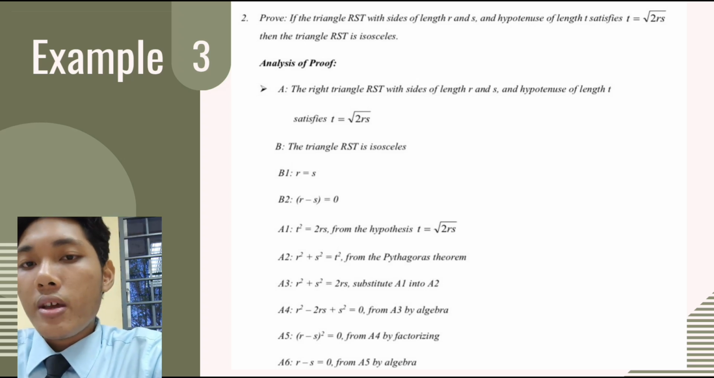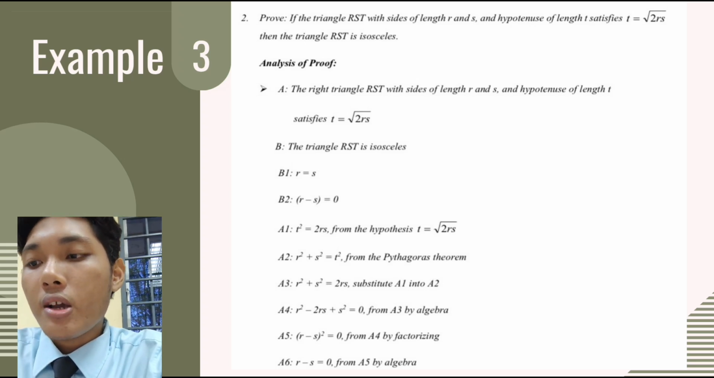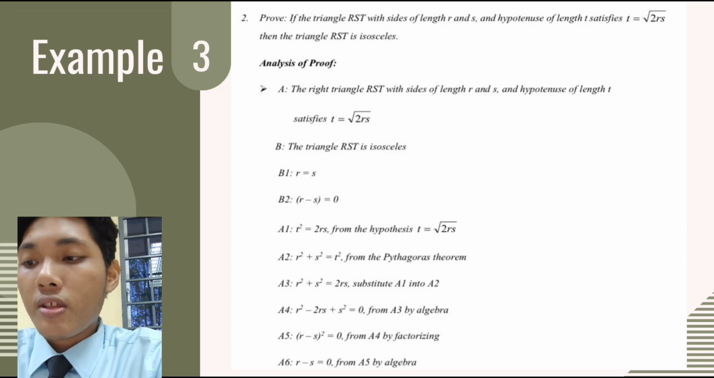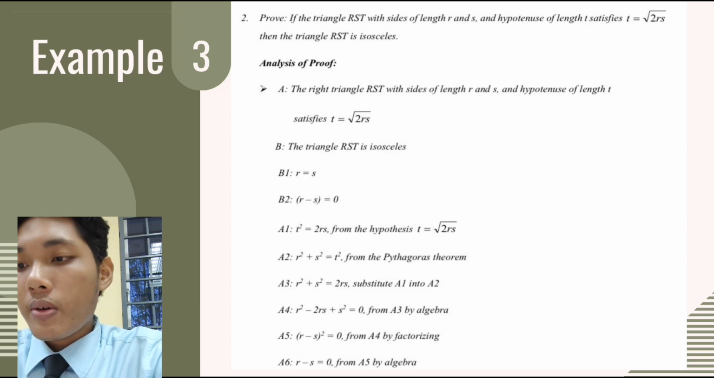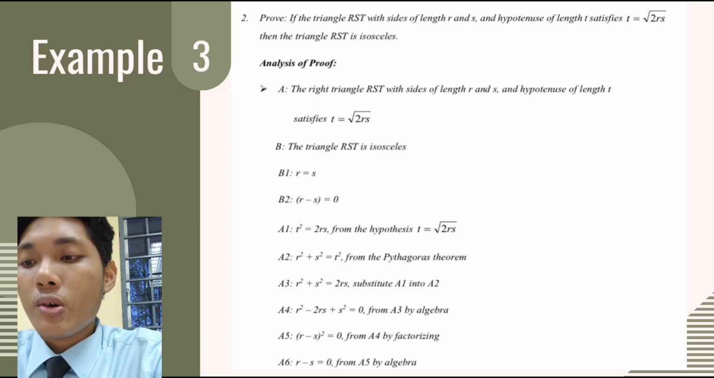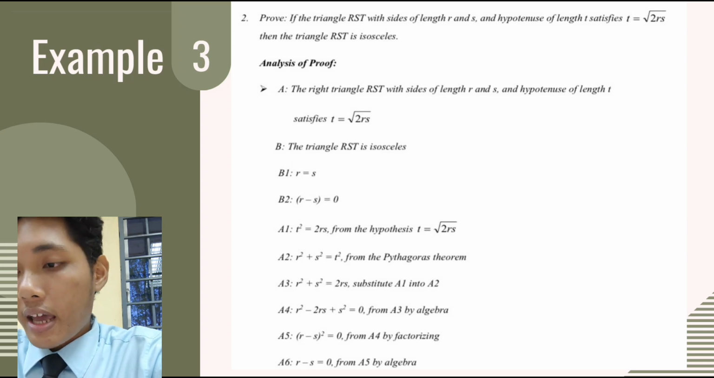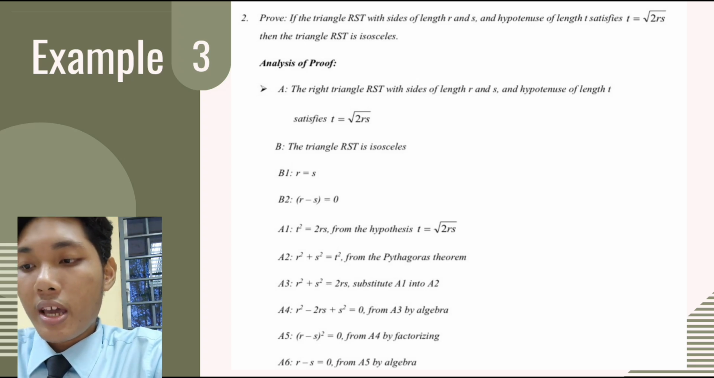So for B1 we could write r = s, and for B2 we could write r minus s equals 0. So for A1 we could write t squared equals 2rs from the hypothesis t equals the square root of 2rs. And then in A2 we're going to use Pythagoras theorem, which is written as r squared plus s squared equals t squared. And in A3 we just substitute A1 into A2.